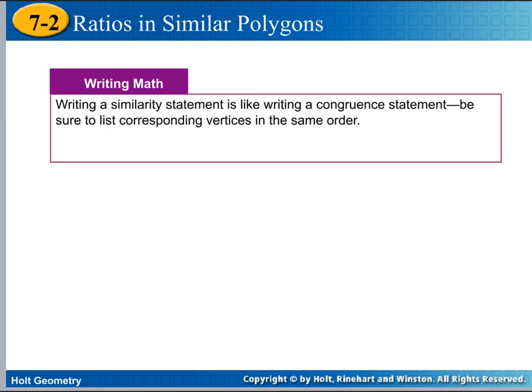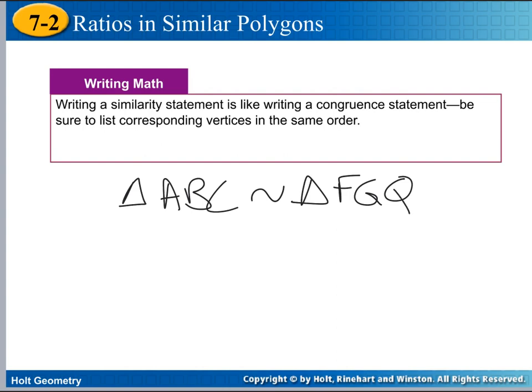So this is just a brief reminder that order matters when you're doing similarity statements, just like order matters when you talk about congruence. Because when you're done matching up, you're writing your statement. For example, if I said triangle ABC is similar to triangle FGQ, that means that A has to correspond to F, and B has to correspond to G, and C has to correspond to Q.